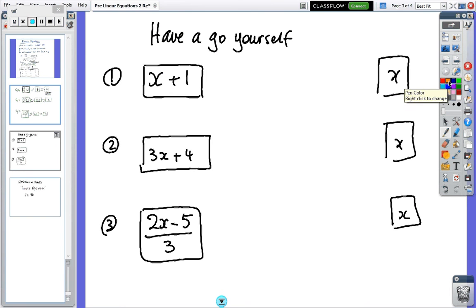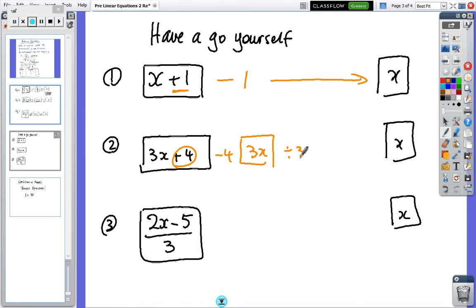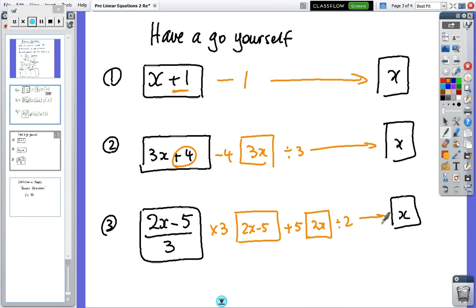Okay, so with the first one, it's pretty simple. We've only got plus 1, so if I subtract 1, then I shall have x. In the next one, I will take away the 4 first, and that will give me 3x. And then I divide by 3, and that will give me my x. And the last one, I'll times by 3, and that will give me my 2x minus 5. I'll add 5, which will give me my 2x, and then I'll divide by 2, and that will give me my x.